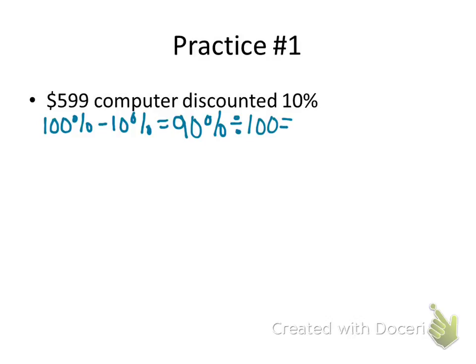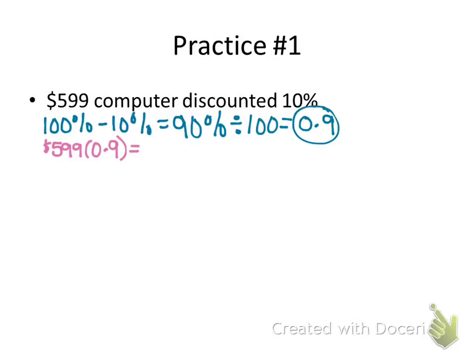Which would be 0.9. That's my multiplier. Zach, finish this one up for me. Then you'd have to do 599 times 0.9. So you took the original amount times your multiplier.